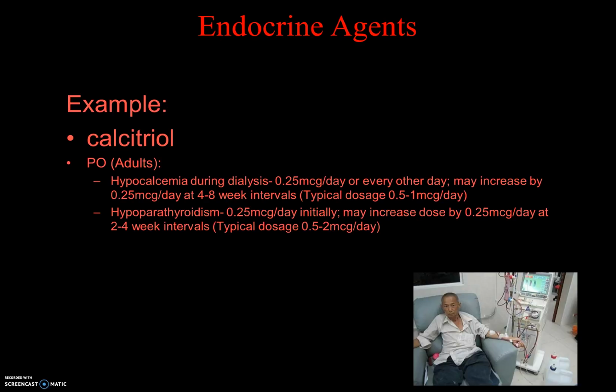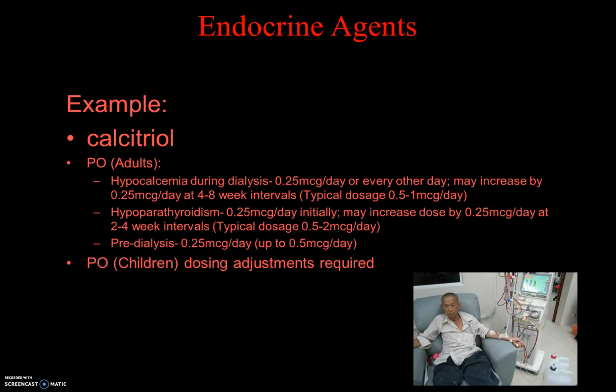For hypoparathyroidism, the dose is 0.25 micrograms per day initially, then increasing that dose by 0.25 micrograms per day at 2 to 4 week intervals until you reach that typical dosing of 0.5 to 2 micrograms per day. In the pre-dialysis type of treatment, the dose will be 0.25 micrograms per day up to 0.5 micrograms per day. This medication can be given to children orally. It can also be given intravenously to adults and children, but there's going to be dosing requirements required for both of those applications.